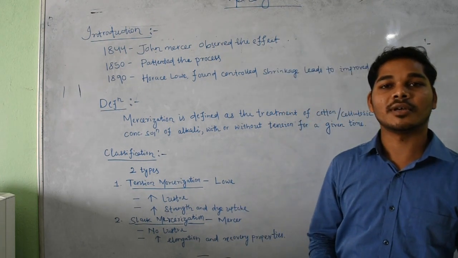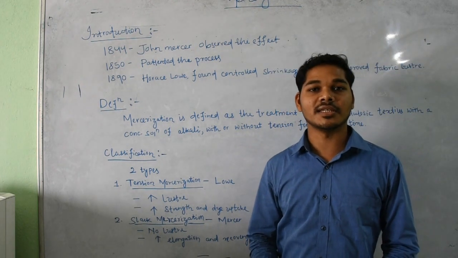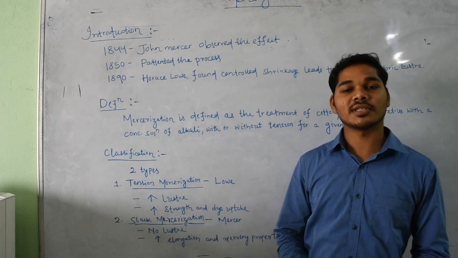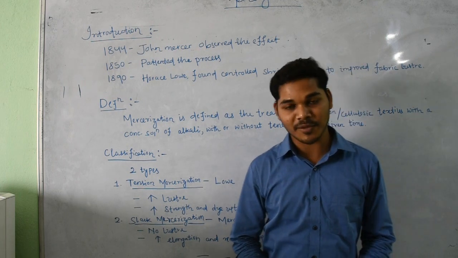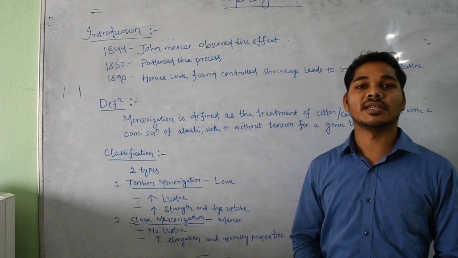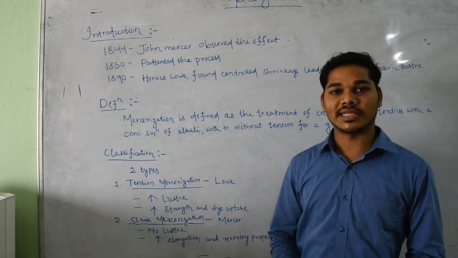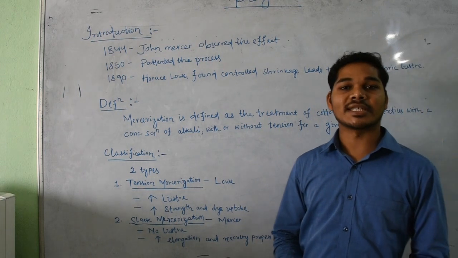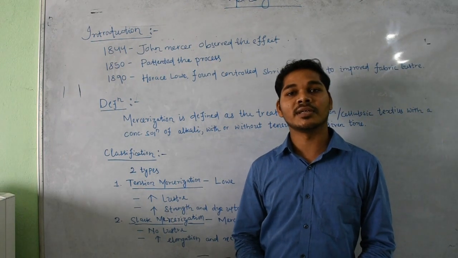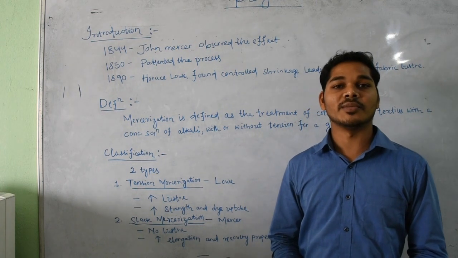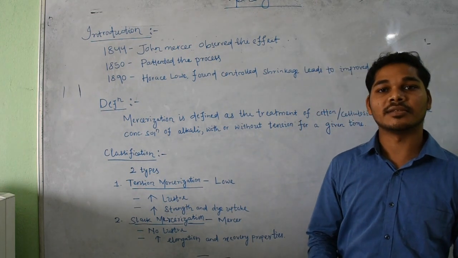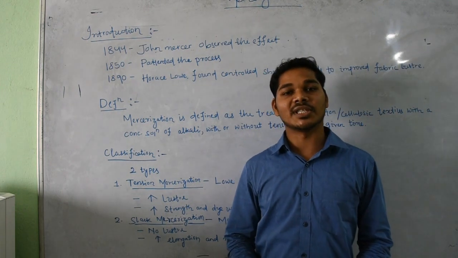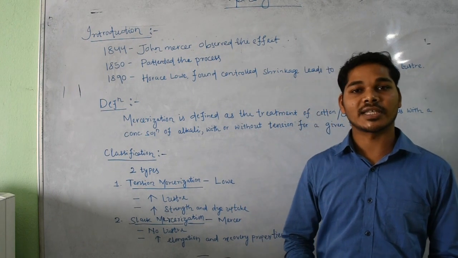Hello everyone, I am Birendra, lecturer in textile engineering. Today we are going to discuss one of the most important chemical finishing processes, that is mercerization. Before going into the topic, let's understand what the mercerization process actually is. Mercerization is the treatment of cellulosic textiles, that is yarn or fabric, with a concentrated solution of sodium hydroxide with or without tension. The most commonly used fibers for mercerization are cotton and flax.